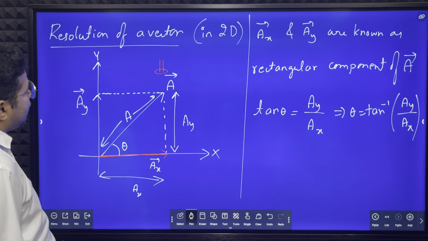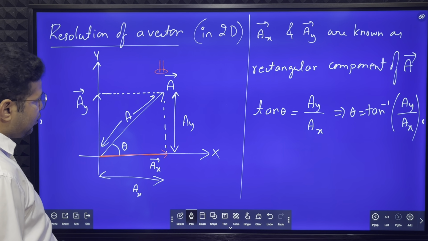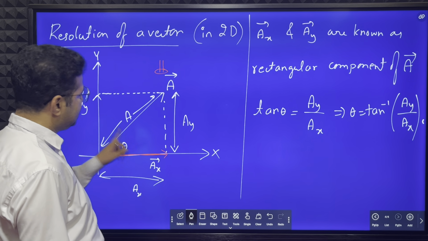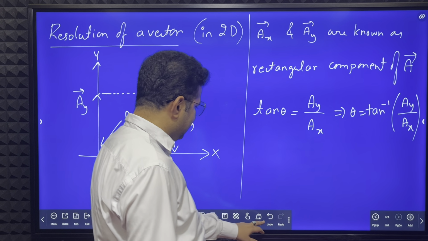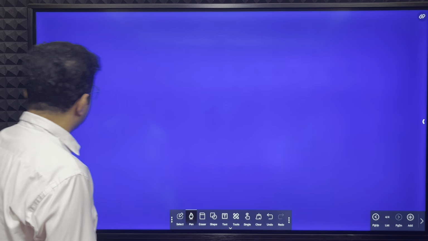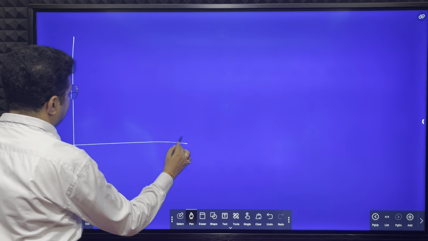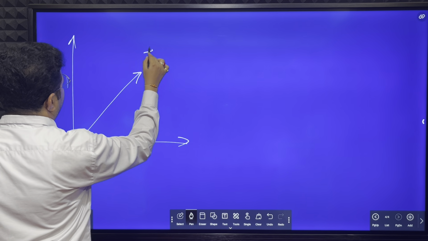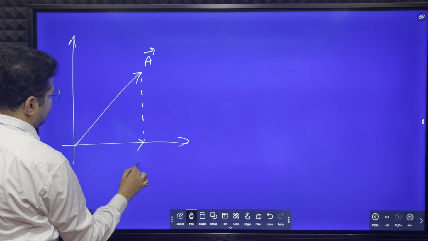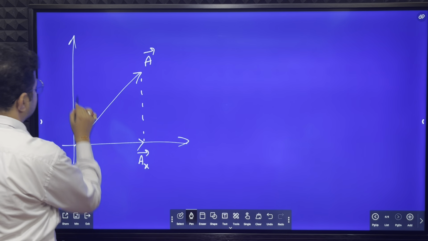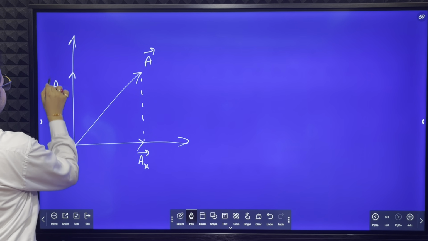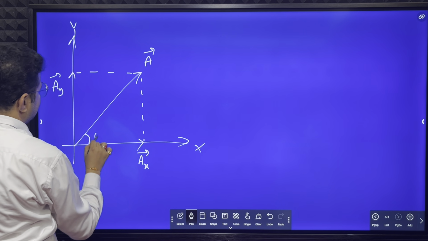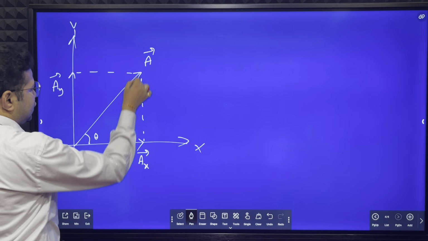Now what is AX, we'll write. What is AX in this triangle? Or what I'll do, I'll clear this and draw once again. The same diagram. There is a vector A. We have resolved this vector into two components. This is AX, and this is AY. This is the Y axis, this is the X axis, this angle is theta. Now this length is AY.